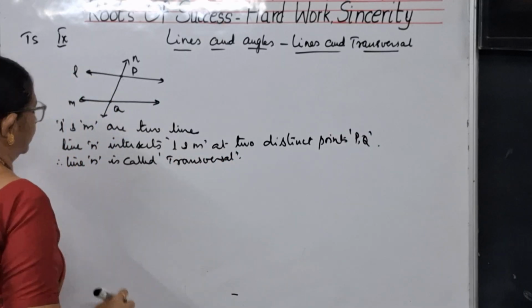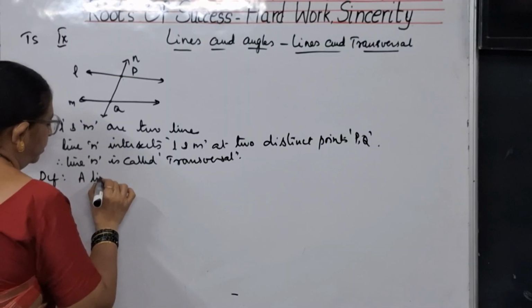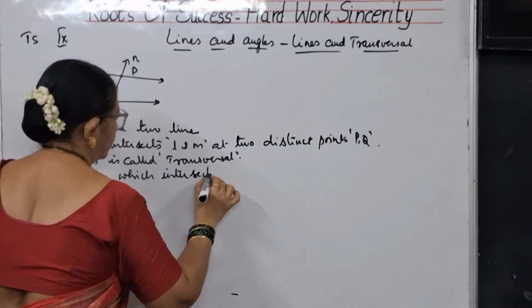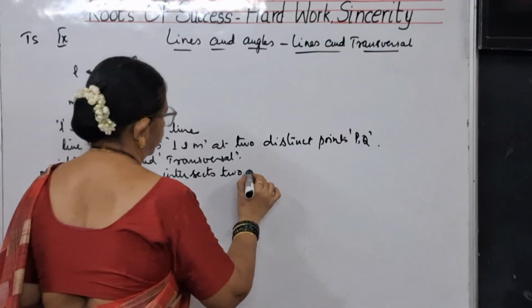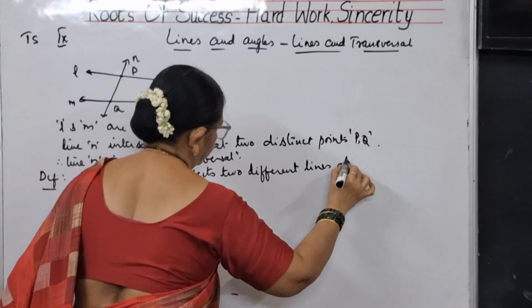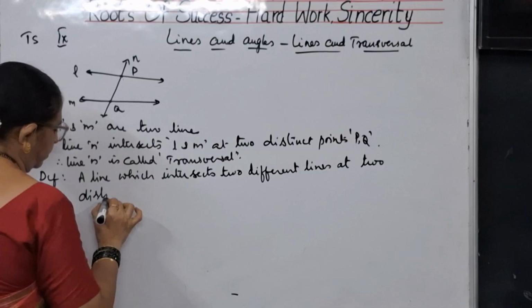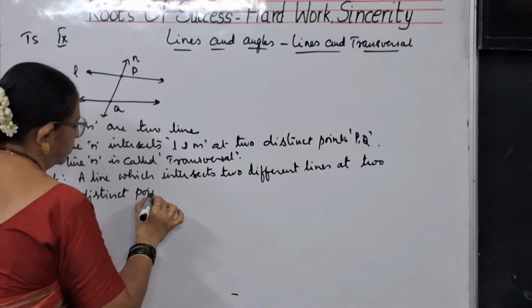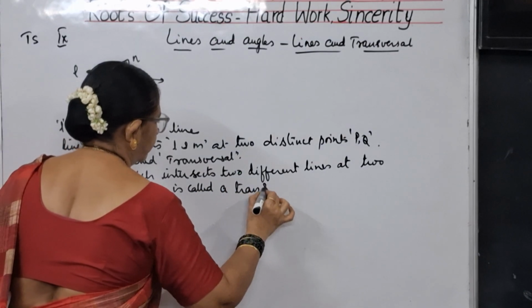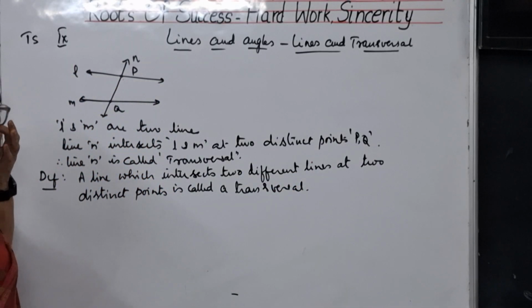This is transversal. So, when you are writing a definition for transversal, we will write that a line which intersects two different lines at two distinct points is called a transversal. This is the definition of the transversal.